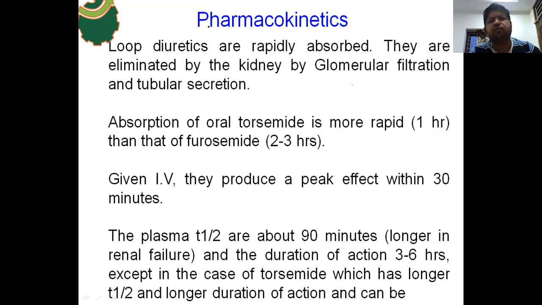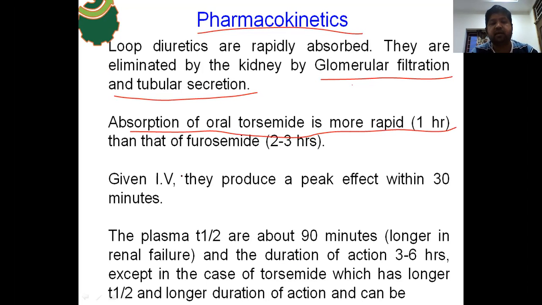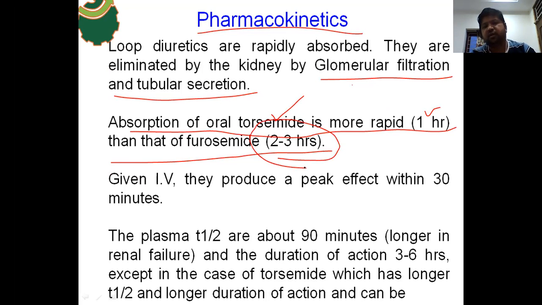So here, pharmacokinetics. Let's discuss pharmacokinetics. Loop diuretics are very rapidly absorbed. They are eliminated by the kidney by glomerular filtration. They will enter into Bowman's capsule, and finally they are excreted by tubular secretion. Absorption of oral torsemide is more rapid than that of furosemide. If you take torsemide orally, within 1 hour most of the drug will be absorbed, but furosemide takes 2 to 3 hours to exhibit maximum absorption.